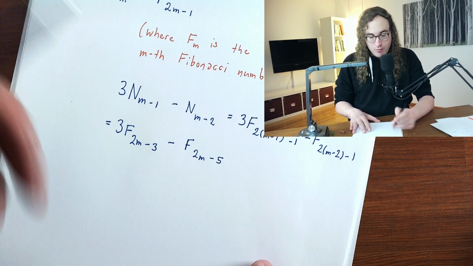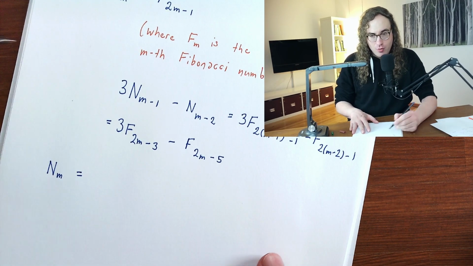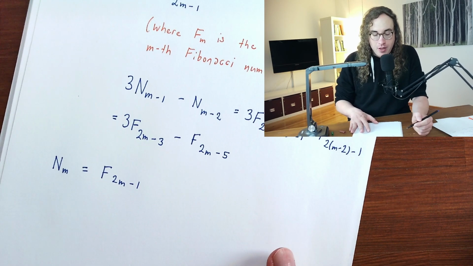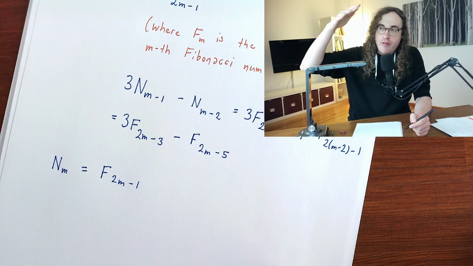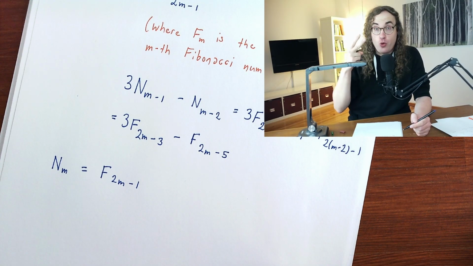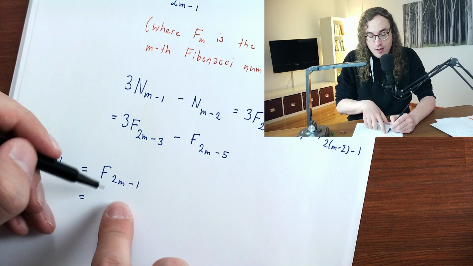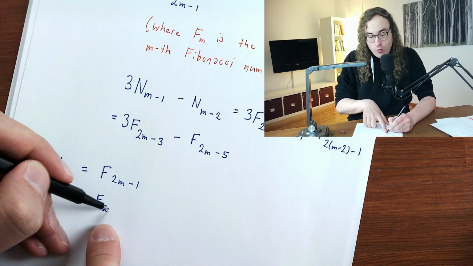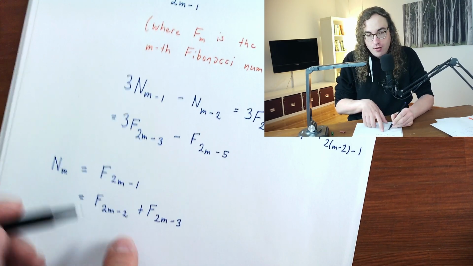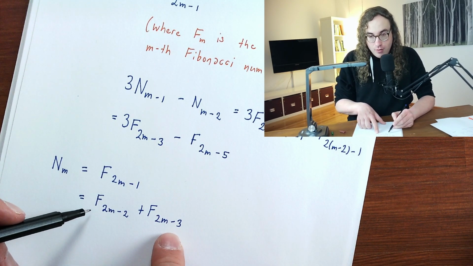And now let's get started. So what is nm? nm, by definition, was the 2m minus first Fibonacci number. Now, the key defining property of the Fibonacci sequence is, of course, that every entry is the sum of its previous two terms. So I can use the recursion of the Fibonacci sequence. So this is the same as the sum of f2m minus 2 and f2m minus 3, right? So all I've used to go from here to here is the defining property of the Fibonacci sequence.